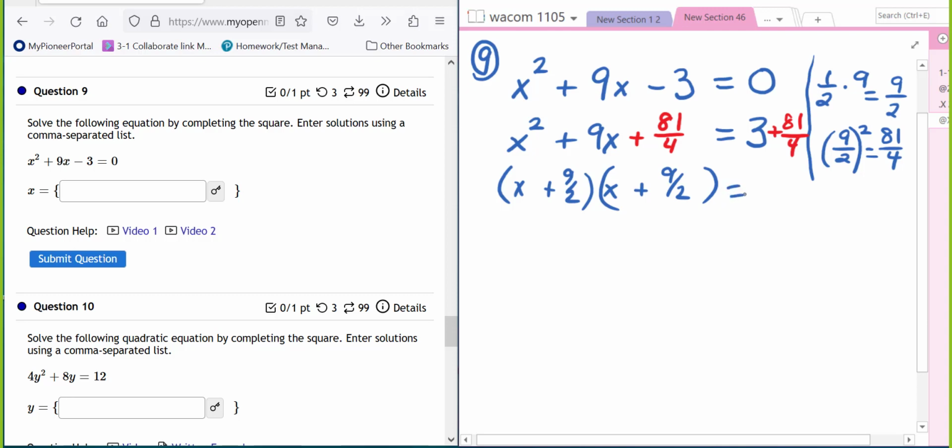And the other side, we're going to have to do some work. However you are with fractions, you can do it on your calculator. You can do 3 plus 81/4, 3 and 81/4, and change it to an improper fraction. Or you can do it by hand and get a common denominator.